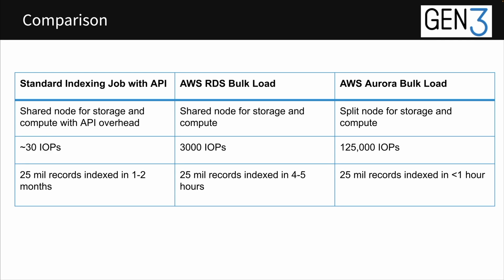And in a real-world example, a standard indexing job of 25 million records would take us 1 to 2 months. The same file would take us 4 to 5 hours in RDS and less than an hour in Aurora.